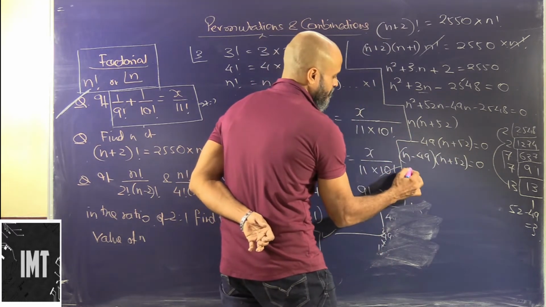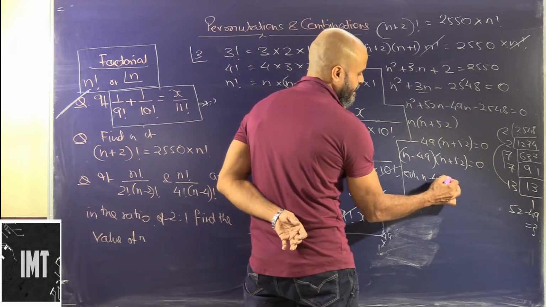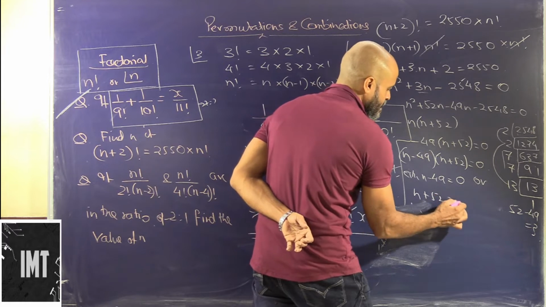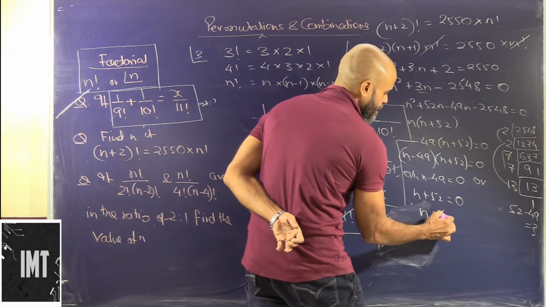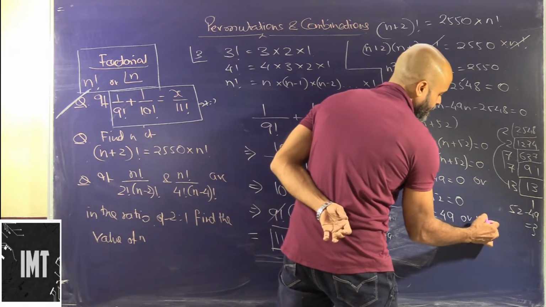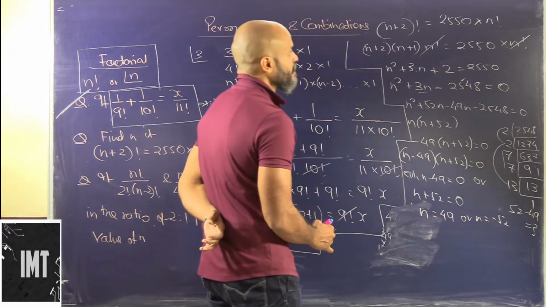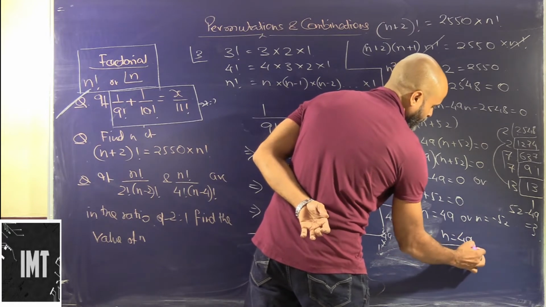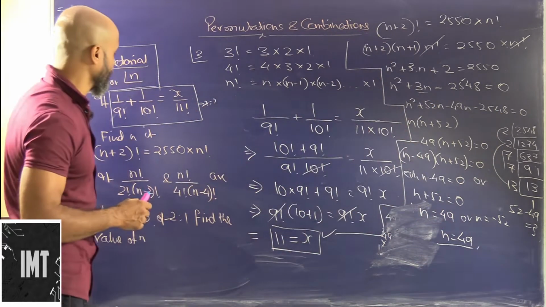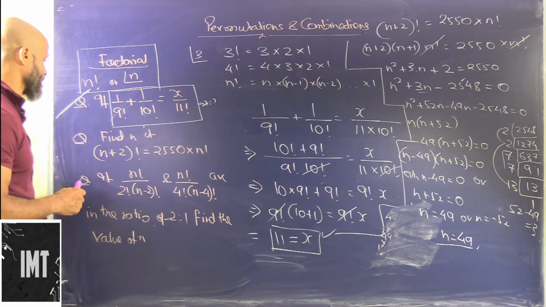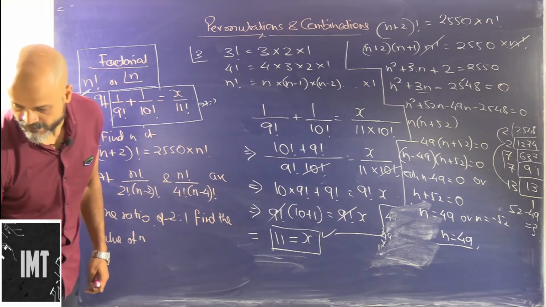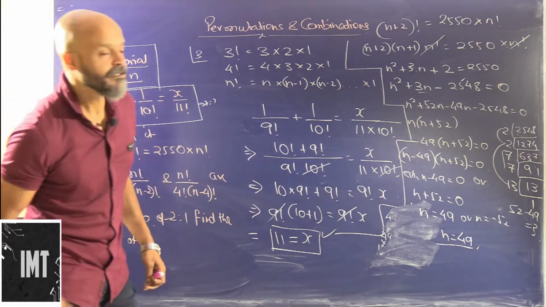So either n minus 49 is equal to 0, or n plus 52 is equal to 0. So n is equal to 49 or n is equal to minus 52. So the value of n is 49. Similarly, we have this problem. So this is done. Let's crack this one here. But before cracking, I need to just dust it off.